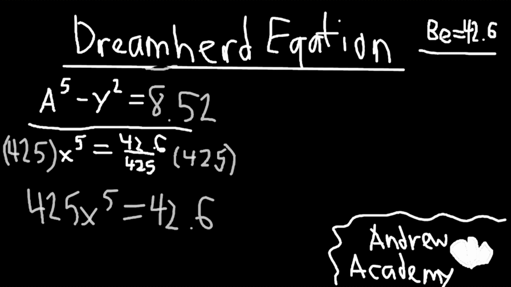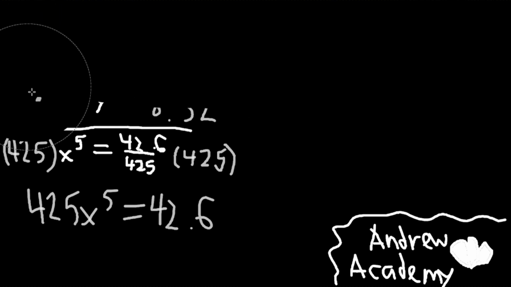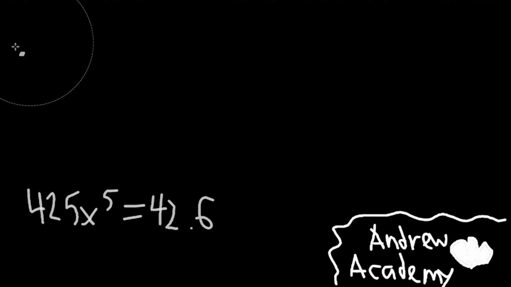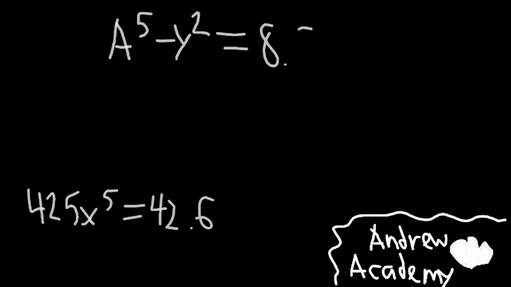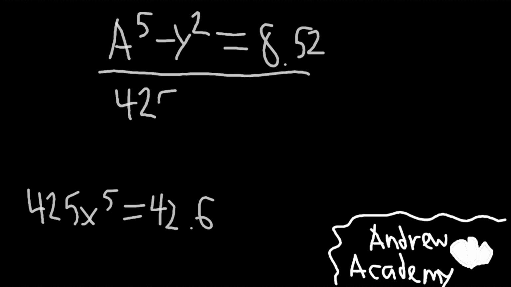So what I'm actually going to do right now is we're just going to erase the whole top part real quick, and we'll rewrite it with the new denominator. Let me just get that going. So we got a to the power of 5 minus y squared equals 8.52 divided by 425 x to the power of 5 equals 42.6. So this is where we are so far.